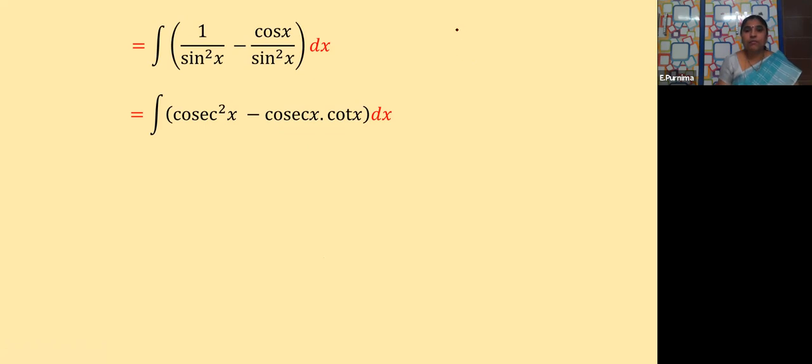Okay. Here, what is the term we have, children? It is cos x by sin square x. This can be written as cos x by sin square x, I can write as sin x into sin x. Yes or not? So I can separate this as cos x by sin x as one term into 1 by sin x as another term. So 1 by sin x is nothing but our cosecant x. Cos x by sin x is nothing but our cot x. Clear children? How did you get this?